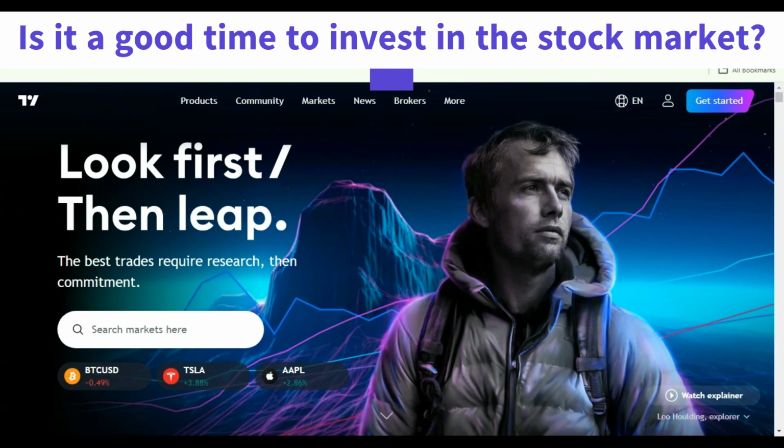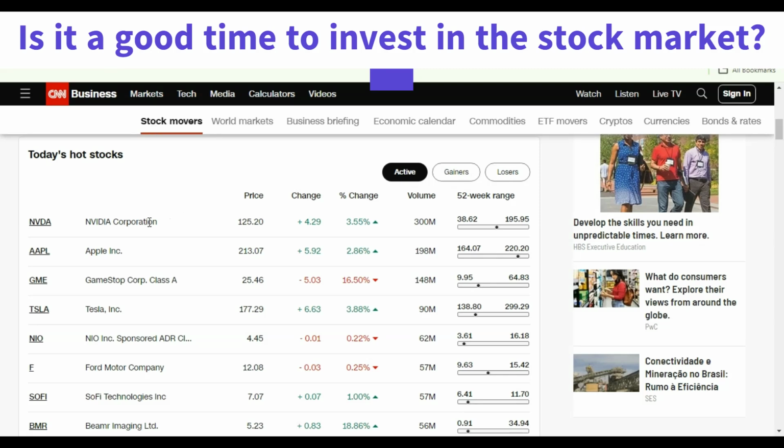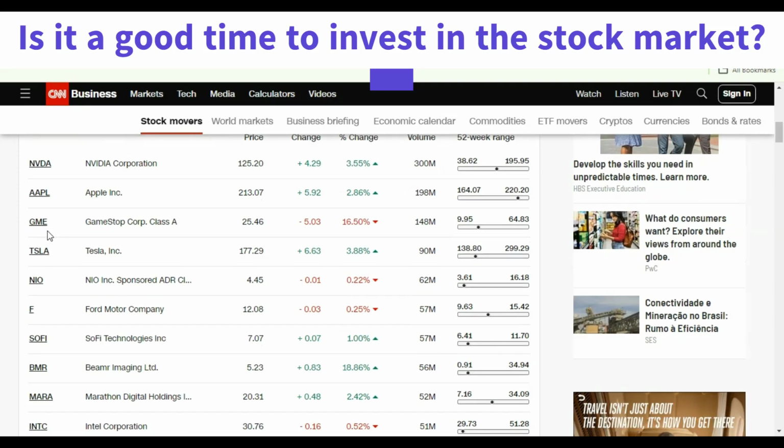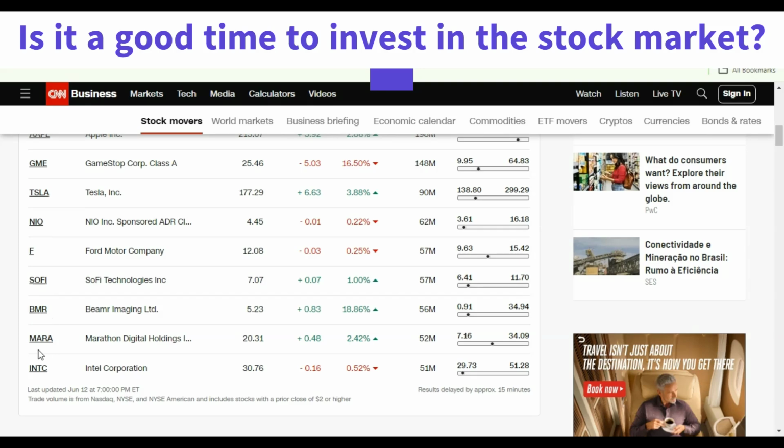For example, if you consult the market today, NVDA Corporation, here you have the price. The change is positive. All traders who made this position are gainers. You can see Tesla, Apple, SoFi, BML, Mara, and Tech.